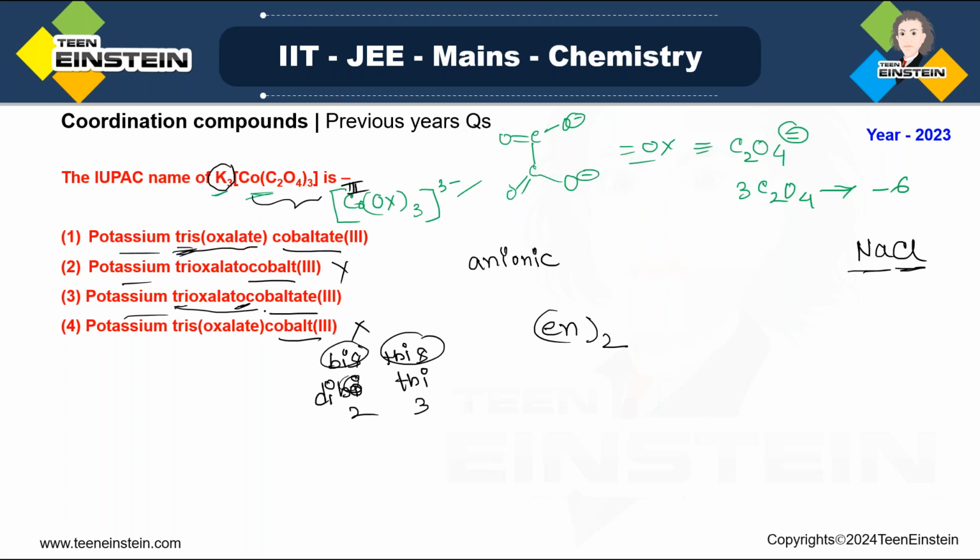All the rules are discussed in detail in the actual chapters if you watch those videos. So it will be potassium trioxalato cobaltate(III), because that is the oxidation state of cobalt. So this should be the correct option.